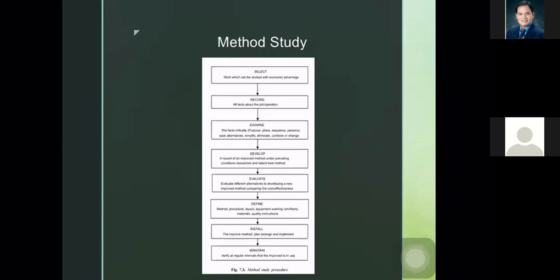Evaluate different alternatives to developing a new improved method, comparing the cost effectiveness of the selected new method with the current method of performance. Then define the new method in a clear manner and present it to those concerned, like management, supervisors, and workers. Then install the new method as a standard practice and train the persons involved in applying it. And last, maintain the new method and introduce control procedures to prevent a drifting back to the previous method of work.